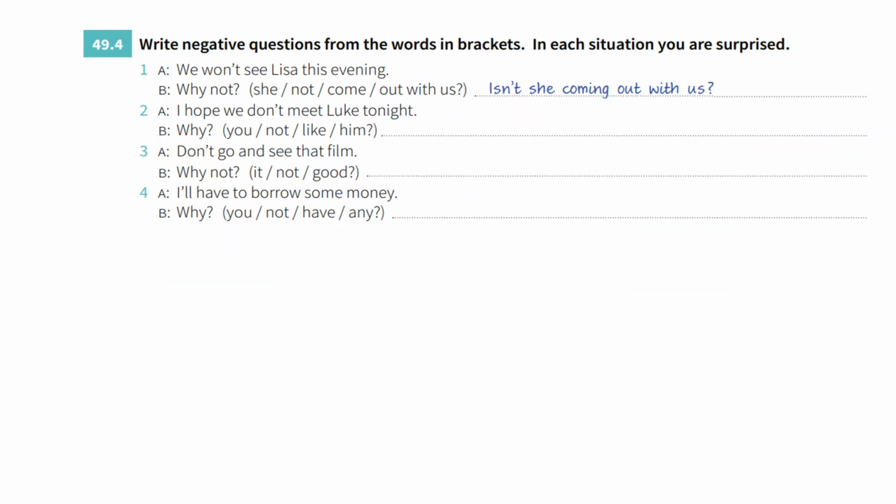Okay, the last one for today. Write negative questions from the words in brackets. In each situation, you're surprised. We're supposed to be surprised. So we are using negative questions.